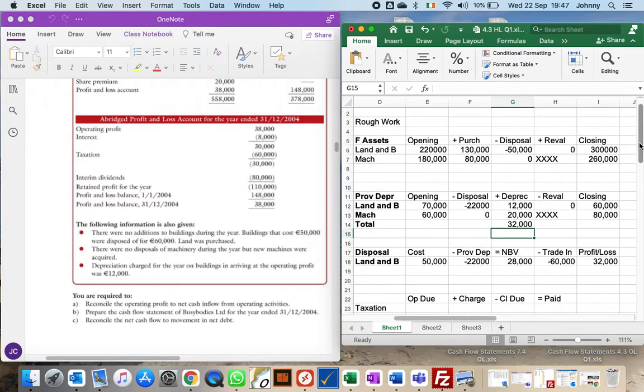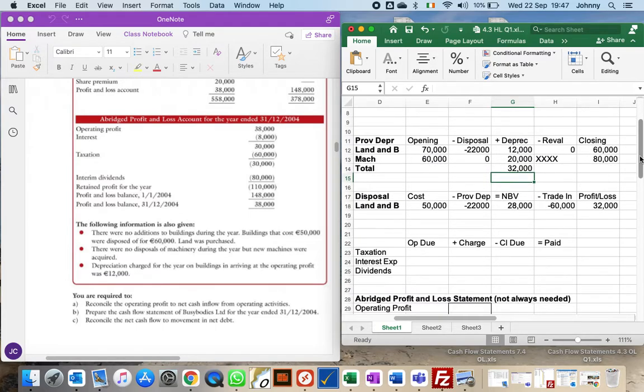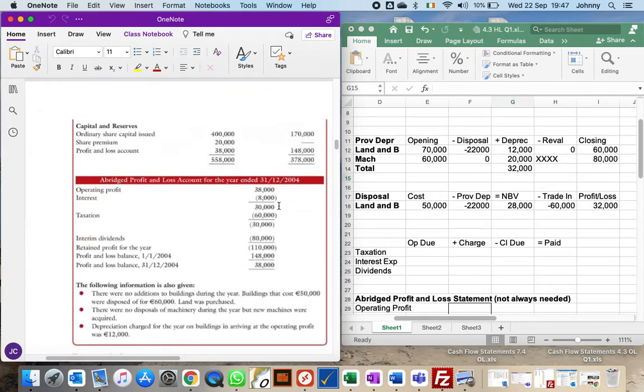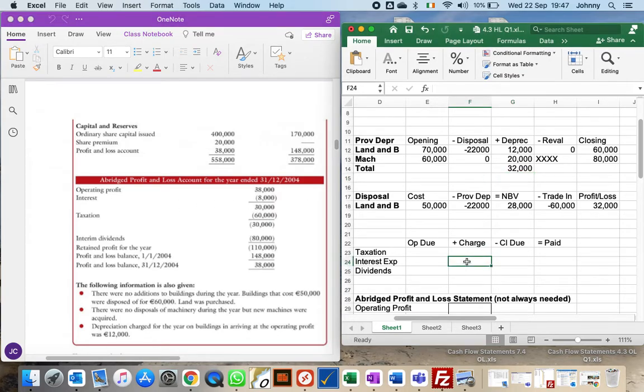Now we move on and have a look at the second piece of rough work. So we're trying to work out how much tax was paid, interest expense was paid, and dividends paid. Now, if we were charged 20 grand in tax and we paid it, well then that's grand. But a lot of the time you'll find that there may be dues and prepaids. So we look at the current liabilities to try and help us with that. So it says here that in my abridged profit and loss, the interest was listed as 8 grand.